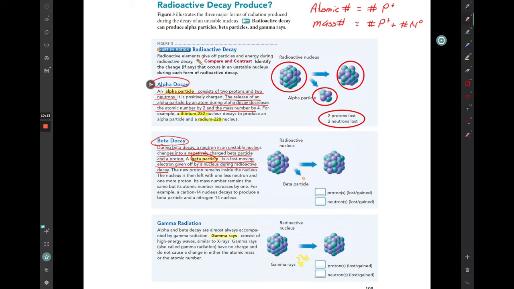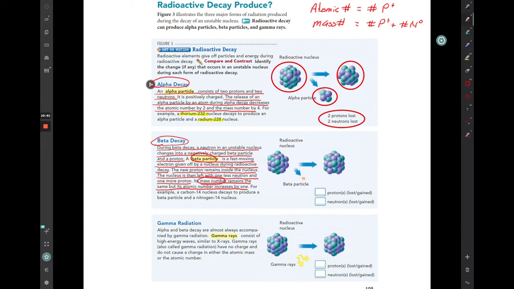The proton that is created, that new proton, remains inside the nucleus. So the nucleus is then left with one less neutron and one more proton. So what happens then is that the mass number remains the same, but its atomic number increases by 1.